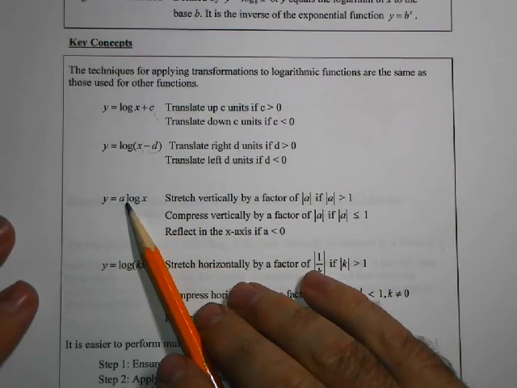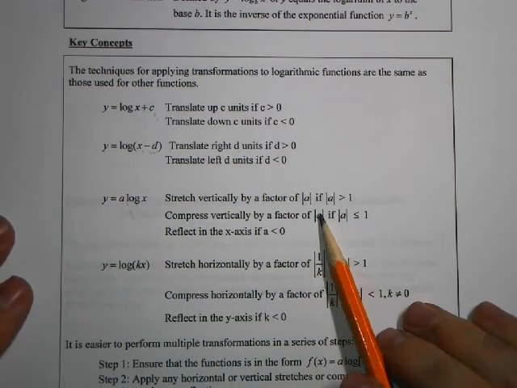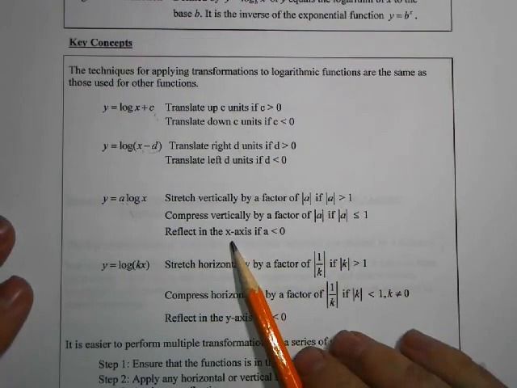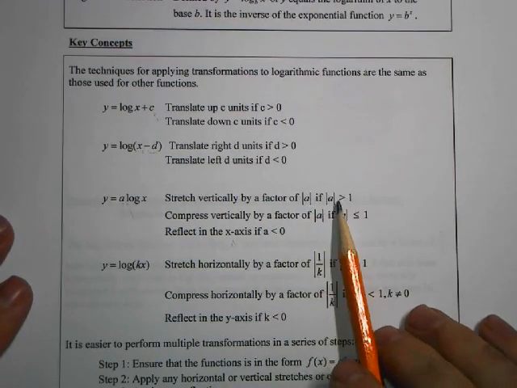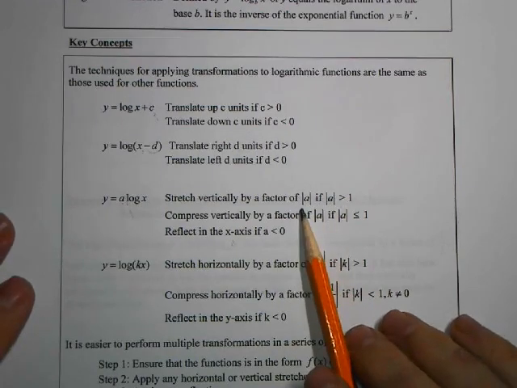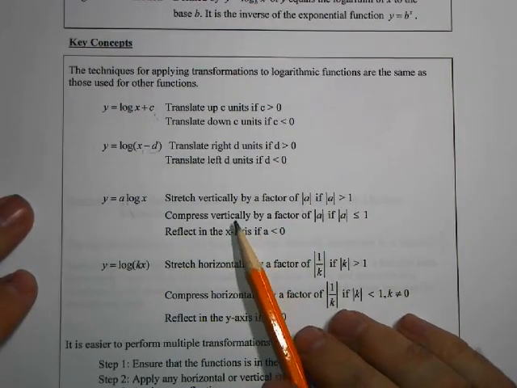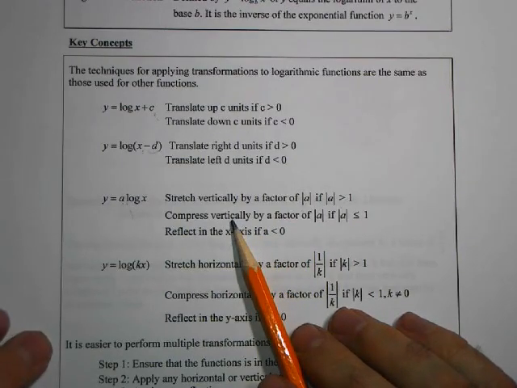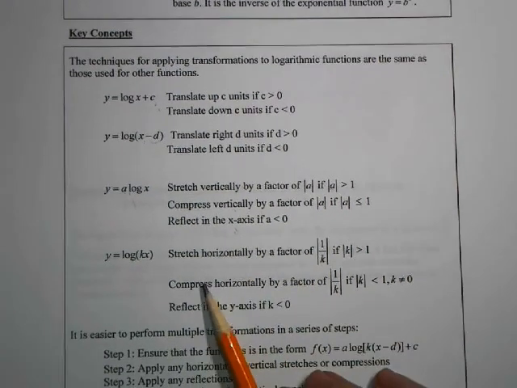So that goes to the left of the log part of the function, and it's got the same ideas. If a is negative, you're reflecting vertically across the x-axis. If the absolute value of a is bigger than 1, then you're stretching vertically by the factor of the absolute value of a. And if it's somewhere between 0 and 1, after you take off the negative sign, it's going to be a compression by that factor.